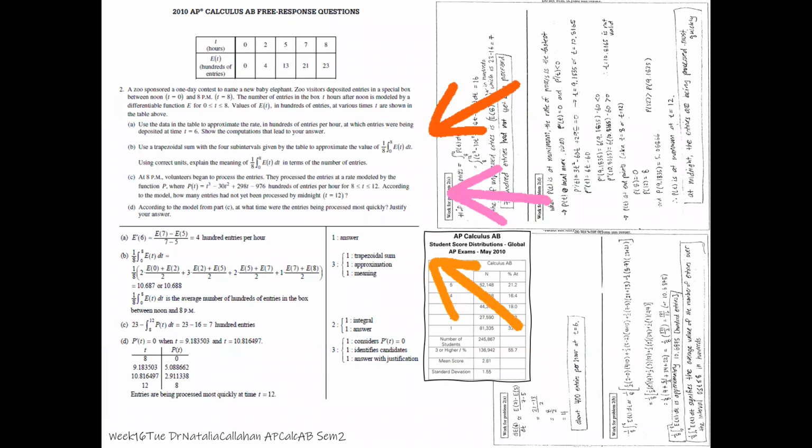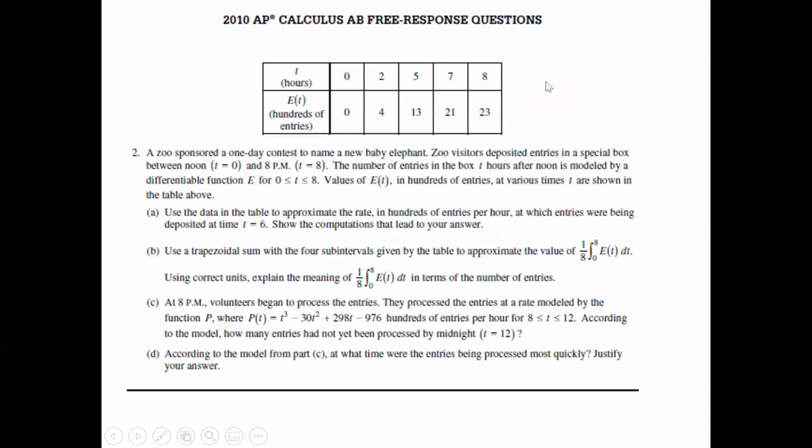Okay, so we're going to take a look at this free response question with a calculator that was showcased for question number 2 back in 2010 for the free response. I'm going to give you guys a second to go ahead and read the question here.